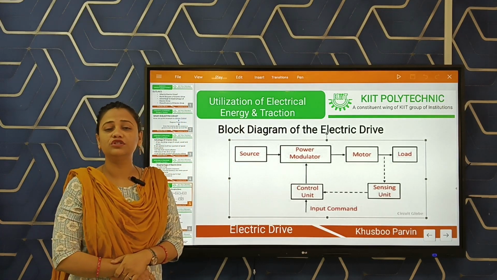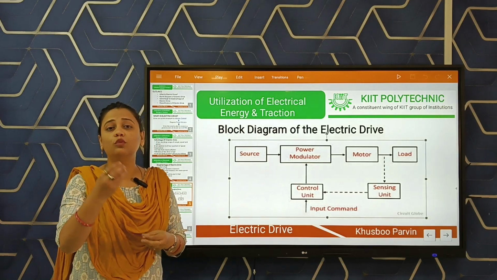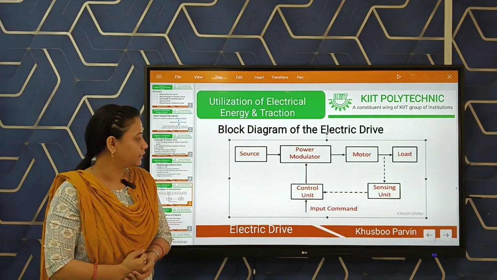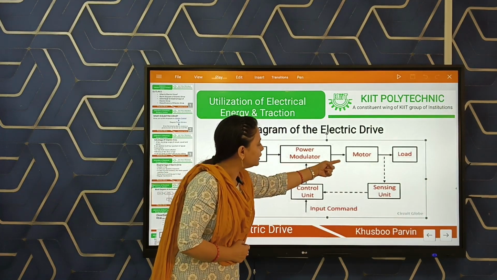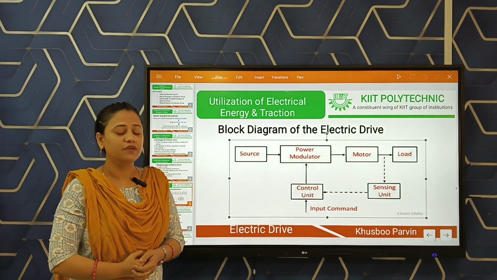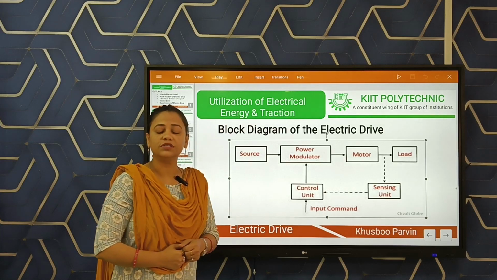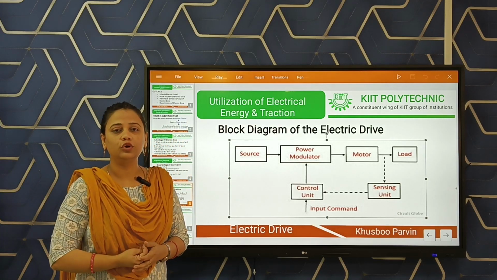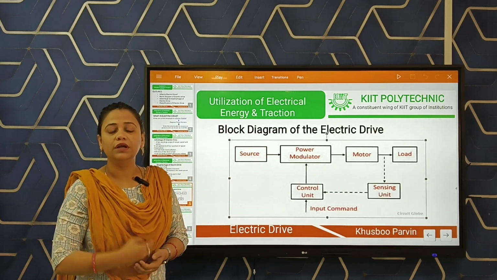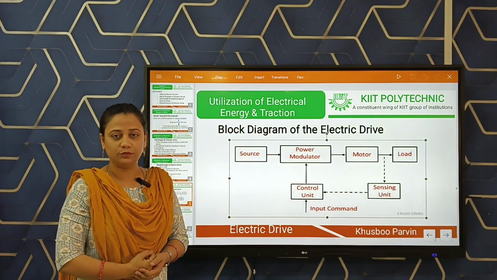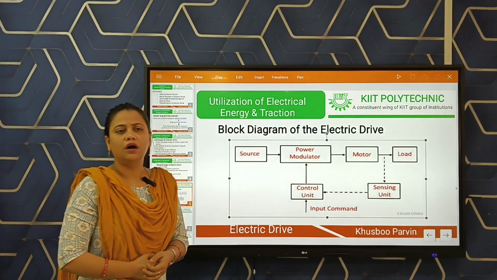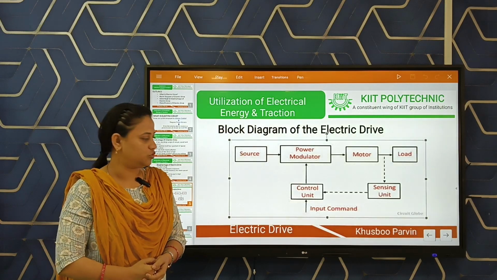And the power modulator will also help us choose the mode of operation, such as motoring condition or braking condition. So here you can see the motor. There are different types of motors employed in electric drives. For example, DC electric motors such as series motor, shunt motor, compound motor. AC motors may be stepper motor, induction motor, brushless DC motor. The load used in an electric drive may be a rolling machine, pump, etc.